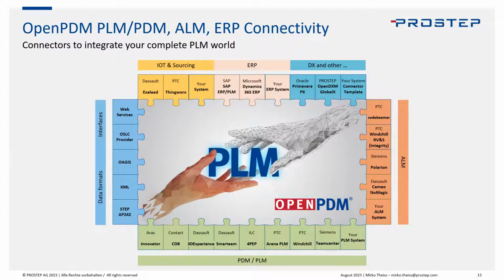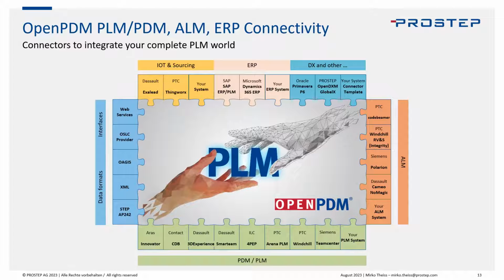We have quite a few different connectors for OpenPDM. At the bottom, you see 3DX, SmarTeam, Arena, Windchill, Teamcenter, ARAS Innovator, Contact, and others. On the right-hand side, you see connectors for Codebeamer, Integrity, Polarion, and the Dassault Cameo No Magic connector. That's specifically a Teamwork Cloud connector that we're going to see today in the demo. There are also ERP and IoT systems, and different interfaces and standards that we use to provide some of this interoperability. Every connector is bundled with web services and has a RESTful interface documented in Swagger within the connector itself, so you can test out all the different queries for a connector and develop your own connectivity through OpenPDM connectors.